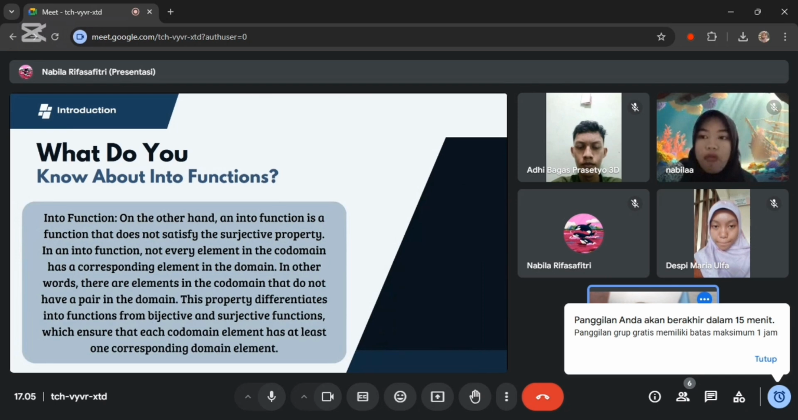What do you know about into function? An into function, on the other hand, is a function that does not satisfy the surjective property. In an into function, not every element in the codomain has a corresponding element in the domain. In other words, there are elements in the codomain that do not have a pair in the domain.